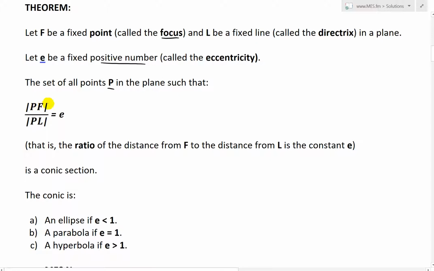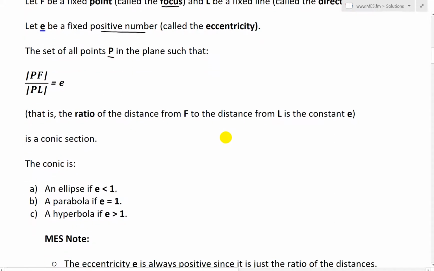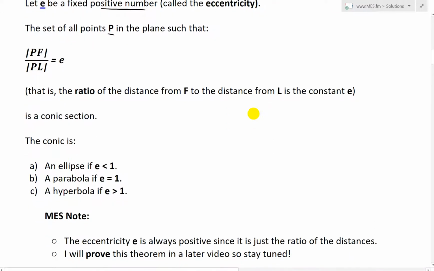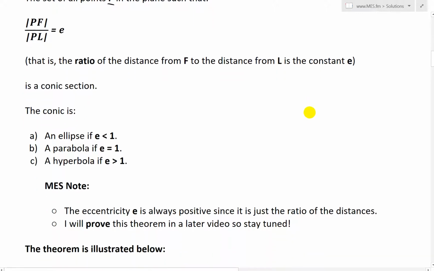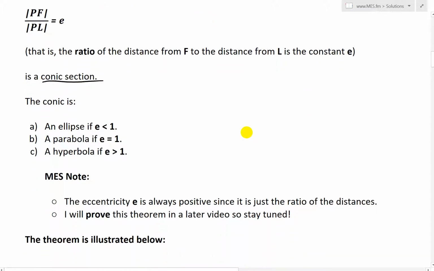the distance from P to F, so the point P is in the set of all points on the plane, and the distance from that point to the focus F, divided by the distance from the point to L, which is the fixed line or the directrix, is equal to E. So the ratio of the distance to the focus divided by the distance to the directrix is equal to E, the eccentricity. That is, the ratio of the distance from F to the distance from L is the constant E. So if it's constant, then it's a conic section, which I'll prove in a later video.